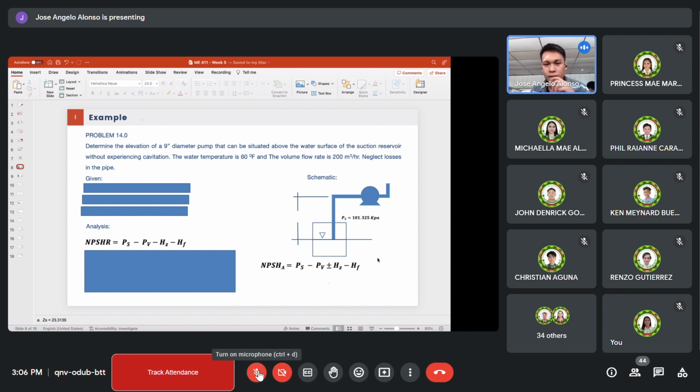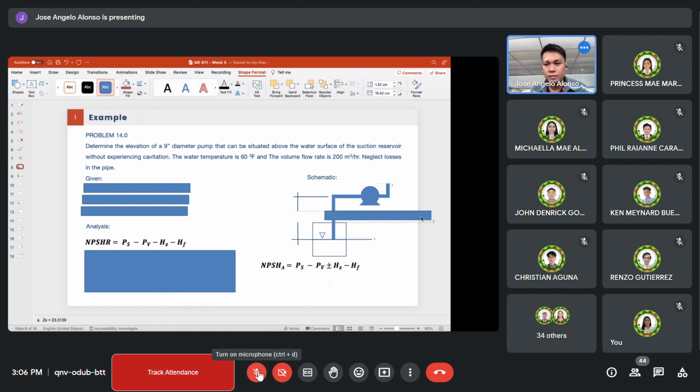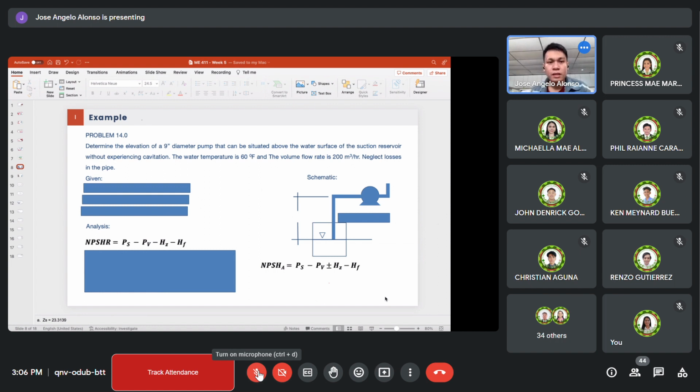Determine the elevation of a 9-inch diameter pump that can be situated above the water surface of the suction reservoir without experiencing cavitation. The water temperature is 60 degrees Fahrenheit and the volume flow rate is 200 cubic meter per hour. Neglect losses in the pipe. So medyo limited yung given sa problem. Pero let's try to draw it first para mas madali natin maintindihan.